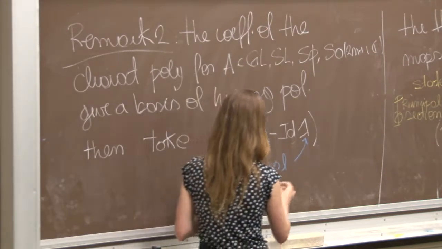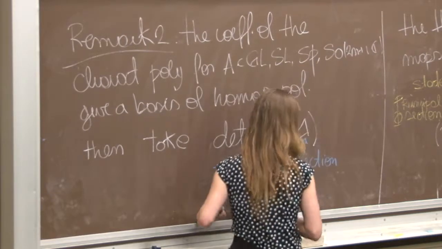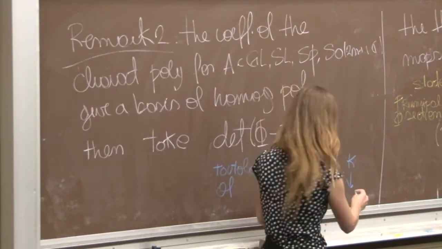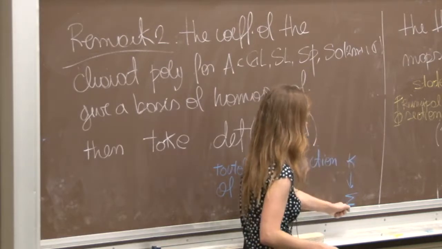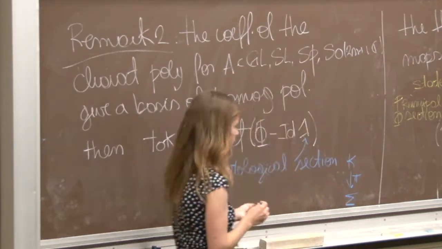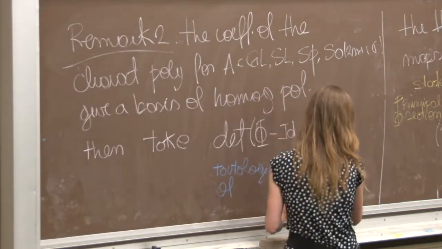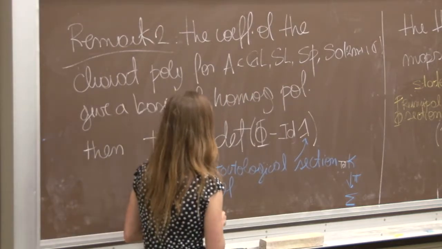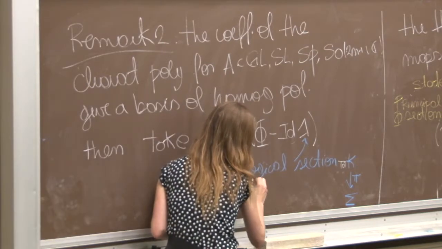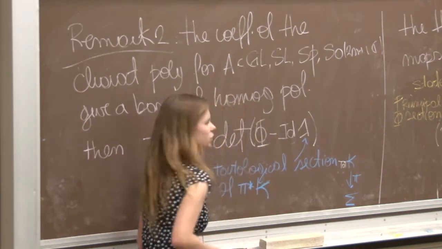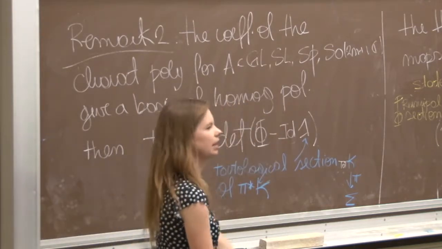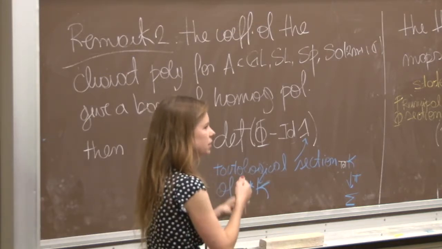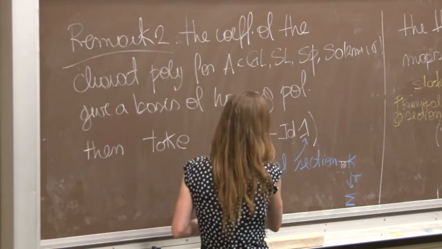I'll say a few words about this tautological section. Remember that K is the cotangent bundle of the Riemann surface. The cotangent space fibers over the Riemann surface, and its total space also fibers over the Riemann surface. The tautological section is a section of the pullback of K to its total space. You're pulling back a line bundle to its own total space, and there's a section that just evaluates: I'm pulling back to myself and evaluating myself. That is the tautological section we're using here.